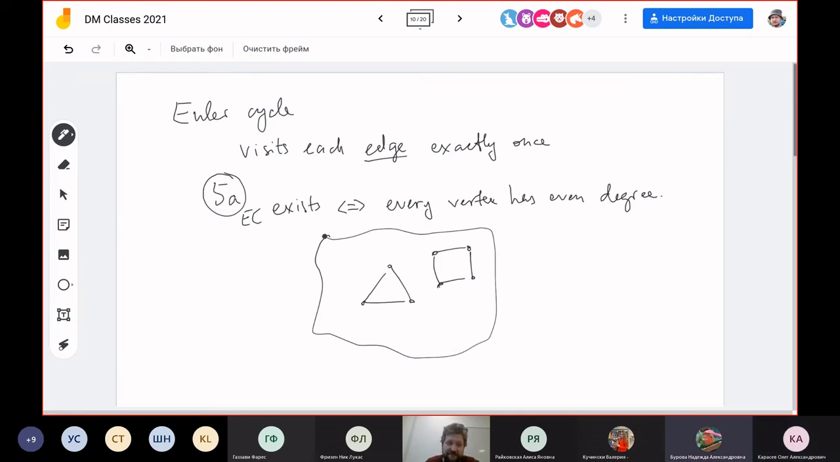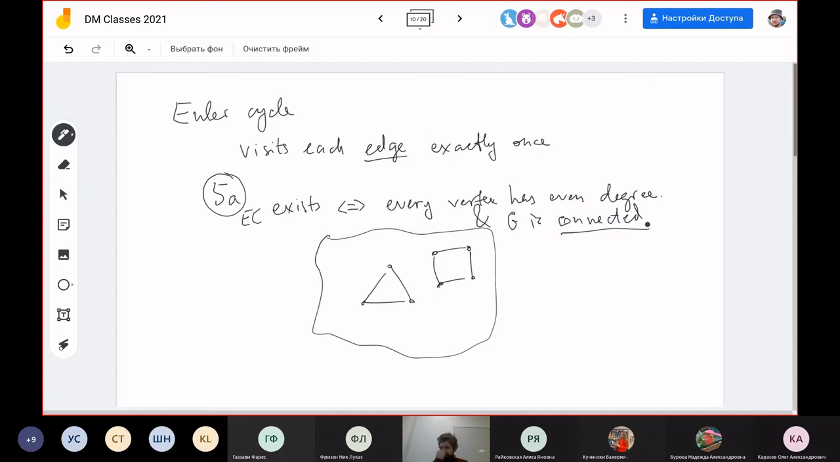Okay, but we also have to check if it is, I don't know how in English, связанный. Connected, yes. In Russian, it is связанный. So connectedness is also a necessary condition. Why? Well, because otherwise you don't have, of course, any cycle which traverses all the graph. Connectedness, of course, is routinely checked. You can routinely check connectedness just by trying to traverse the graph.